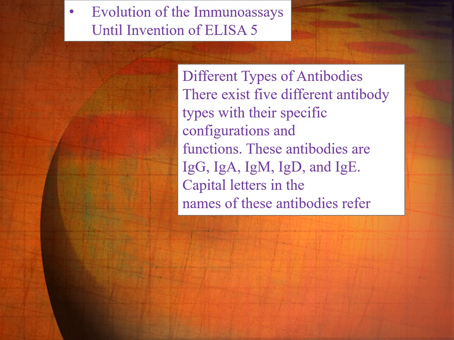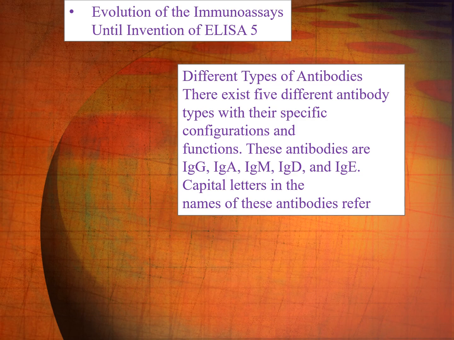Evolution of immunoassay until invention of ELISA. Different types of antibodies. There exist 5 different antibodies, which are different in configuration and function.